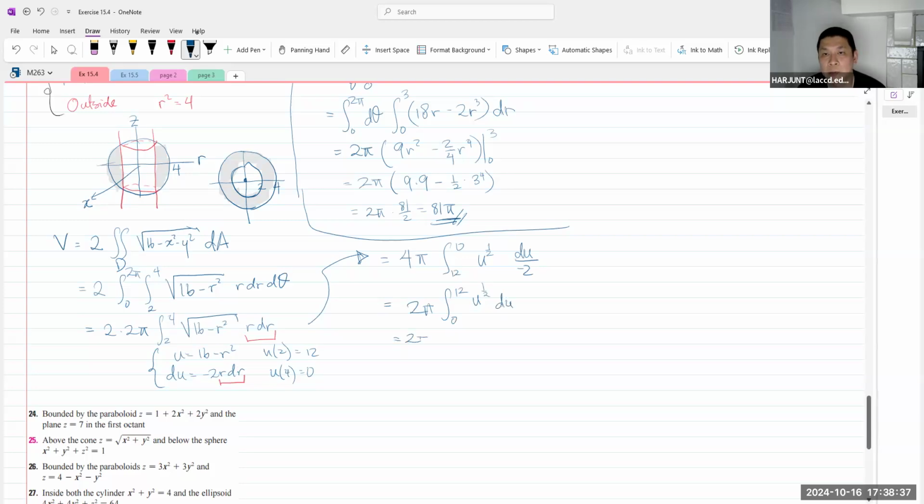Now I'm almost done. That's 2 over 3 u to the power of 3/2 from 0 to 12. That's 4 pi over 3, 12 square root of 12. I believe I can make it much better. That's 16 pi square root of 12, which is 2 square root of 3, then that's 32 pi square root of 3.